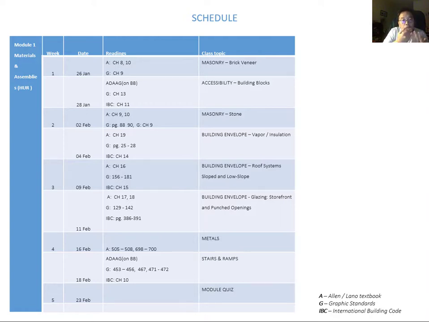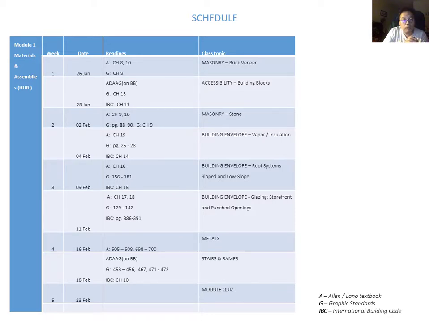At that time, we start learning about glazing, and there are several different glazing types. We just discussed the different glazing materials. And in week four, we need to discuss metal materials. And the last class of this module, we need to discuss stairs and ramps.